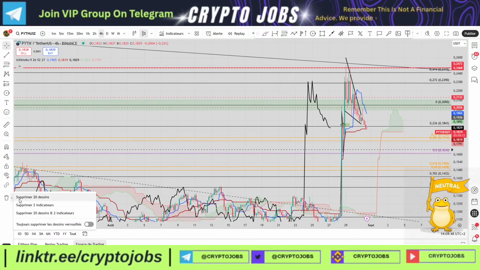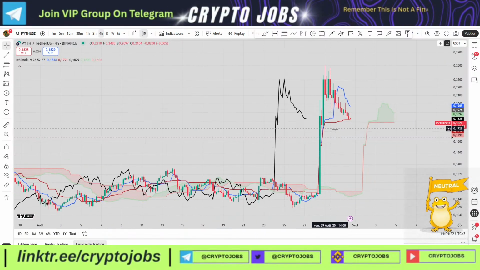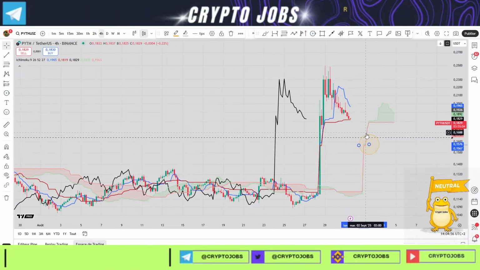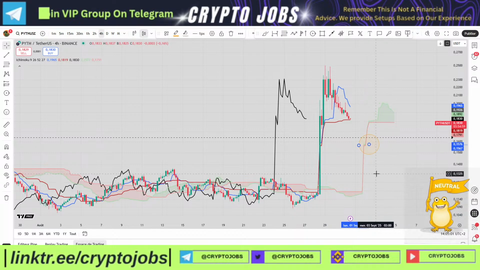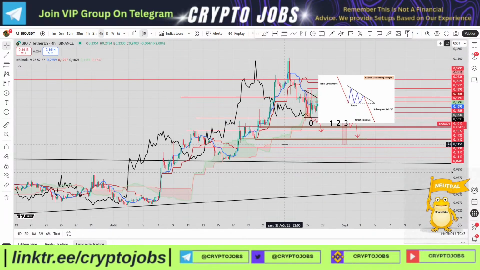I will delete all the tools. This is very scary because you see something very useful in Ichimoku. You see the Kumo size here.